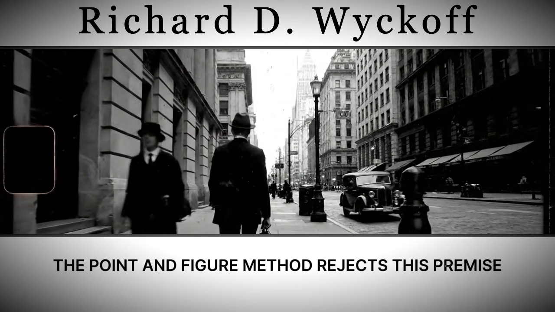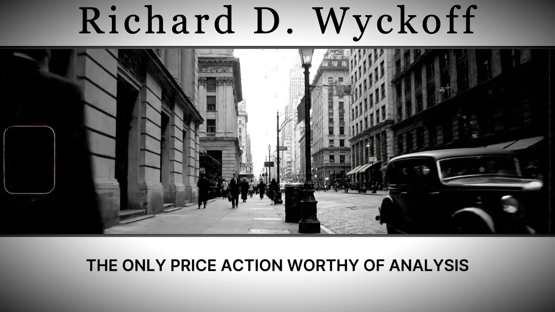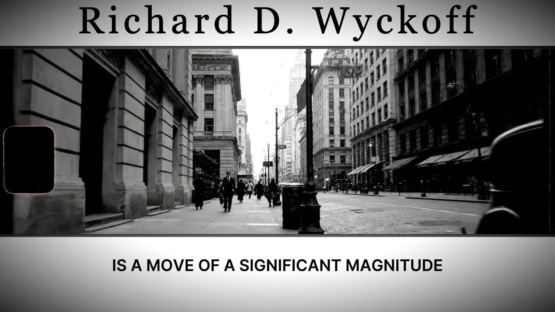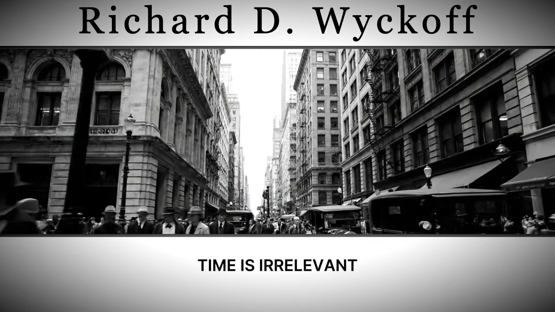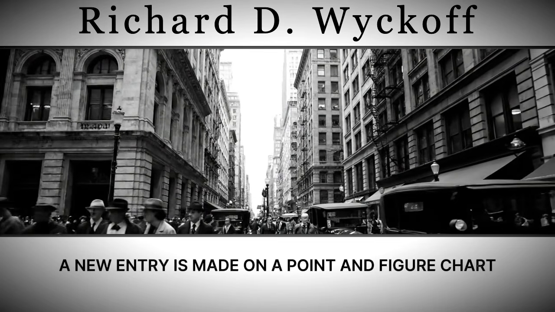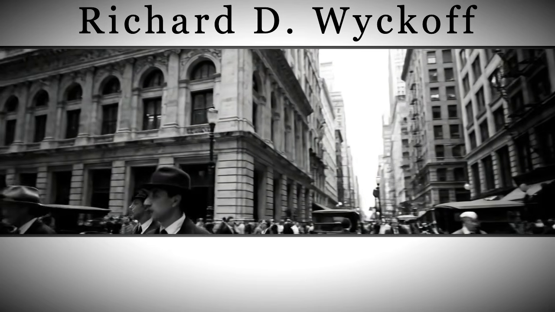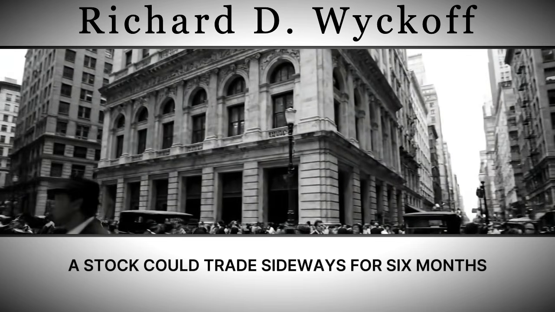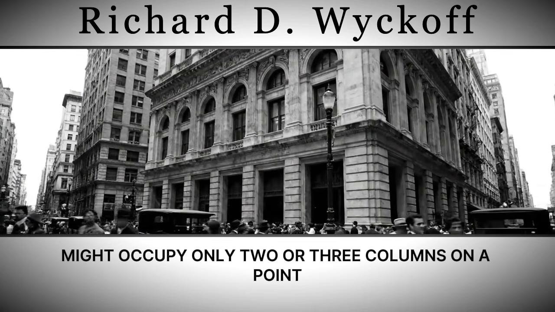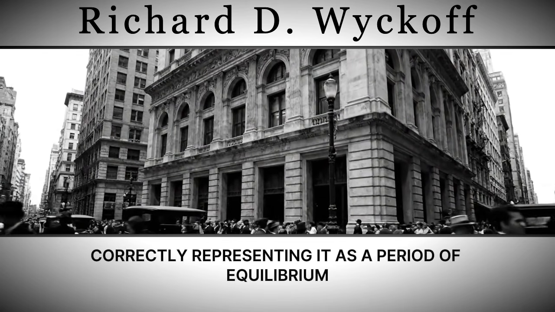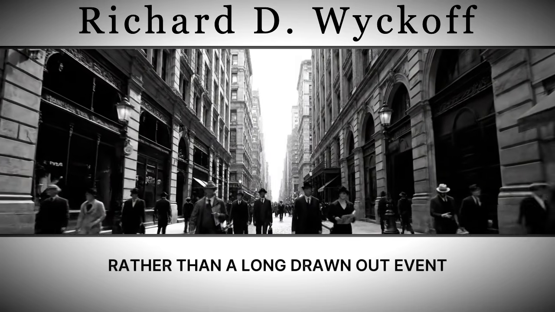The point and figure method rejects this premise. It operates on the principle that the only price action worthy of analysis is a move of a significant magnitude. Time is irrelevant. A new entry is made on a point and figure chart only when the price moves by a predetermined amount. A stock could trade sideways for 6 months within a narrow range, and this entire period might occupy only 2 or 3 columns on a point and figure chart, correctly representing it as a period of equilibrium rather than a long drawn-out event.